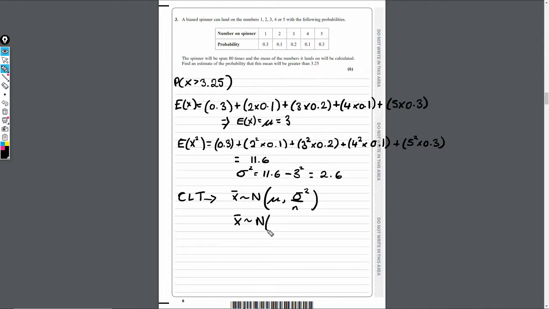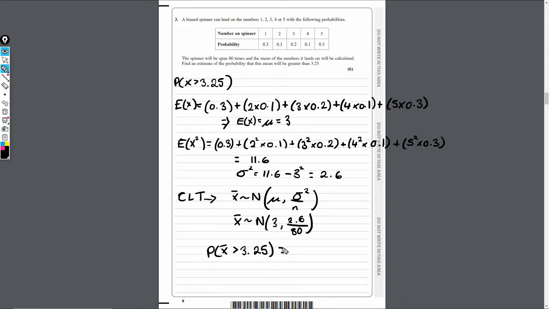what's this going to be? Well, we've worked out the mean, that was 3. My variance was 2.6, this will be 2.6 divided by n, which is 80. So we've got this now. Now we can actually do this. So this here, it's going to be the same, but with x bar. So x bar greater than 3.25.